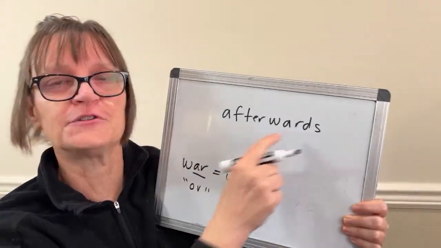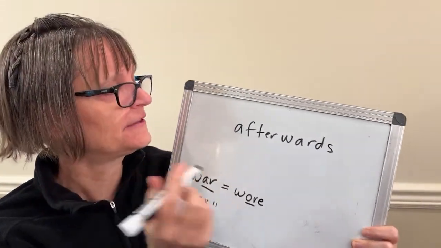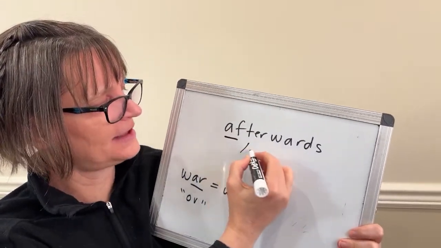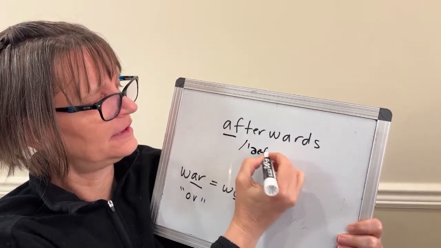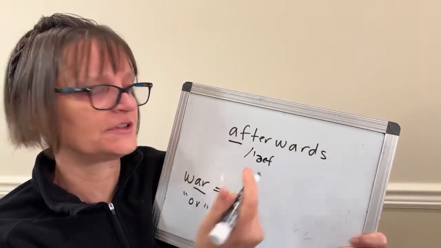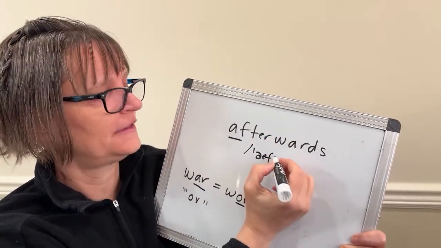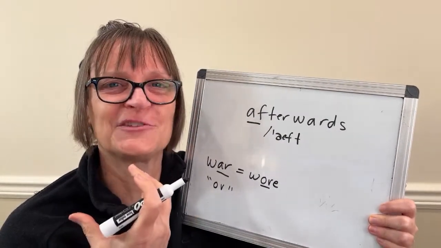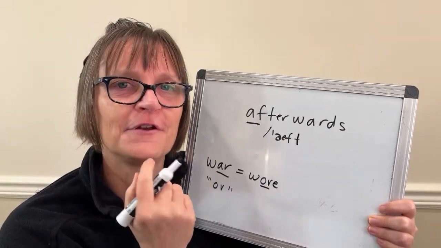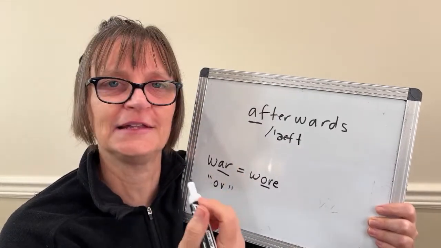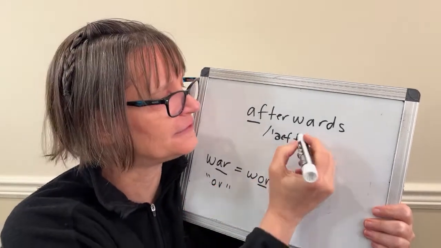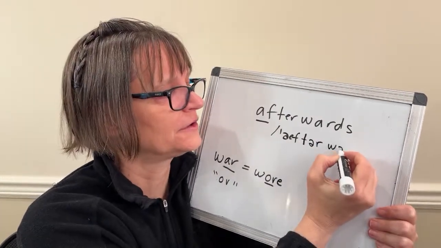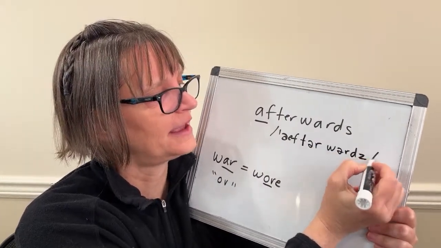But in afterwards, the stress is on the first syllable, after. So we have the a vowel, and then we have two ers in a row. So we have after, that T is pretty much unaspirated because it comes after the F, after. So you can think about it like a really light little D sound or just a light T, after. And then we have the words, another sound there. And again, our S says a Z.